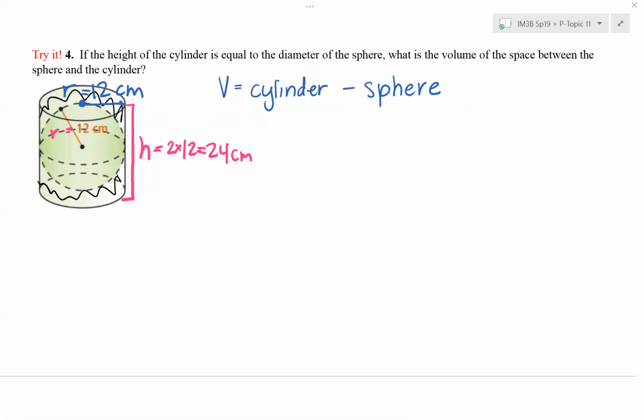Okay, so take a few minutes and plug in and calculate. I'll put the final answer up so that you'll know if you did it correctly.